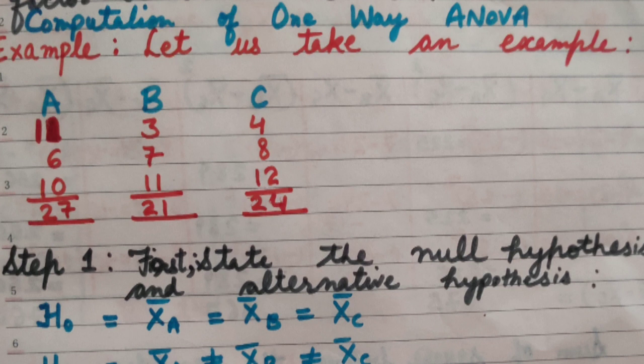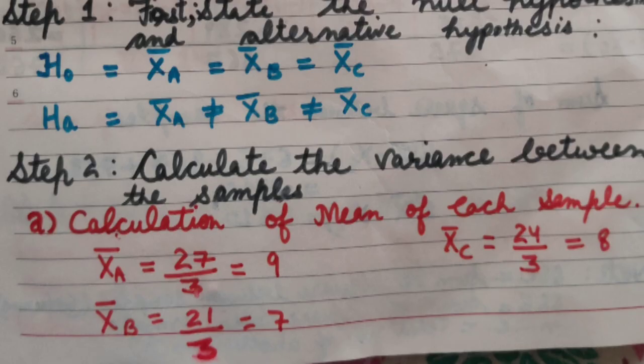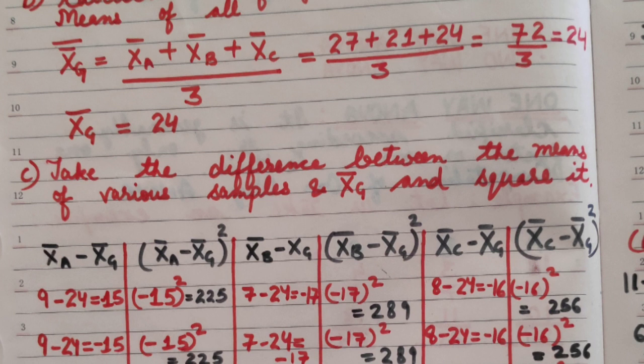Let us take an example. Suppose we have three groups A, B and C, and the sum of A is 27, B is 21 and C is 24. Firstly, state the hypothesis, then calculate the variance between the samples. For this, calculate the mean of each sample. Then calculate the grand average of the means of all three groups.